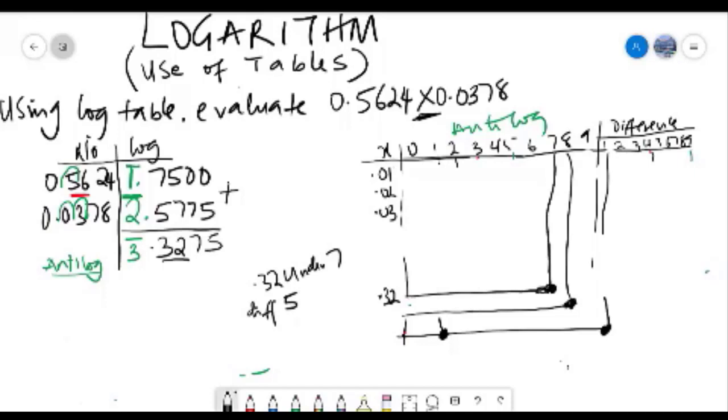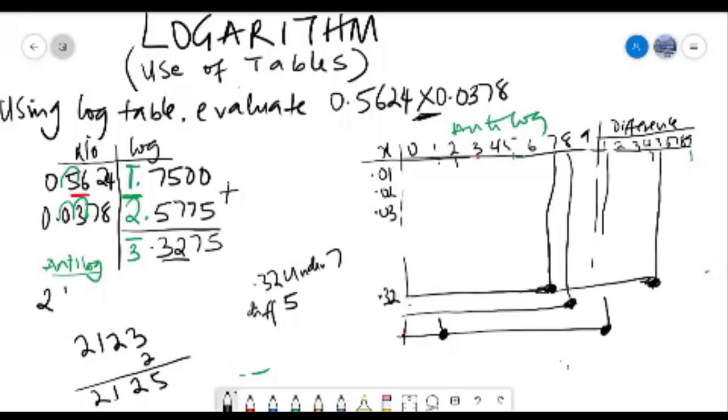So this value here, difference 5 is somewhere around here. So 0.32 under 7 for antilogarithm would give you 2123. Was that what you got? 2123. And remember that there is the part of difference 5. 0.32 under 7, 2123. Difference 5 would give you 2. So we add up these two here. We have 2125. So writing it out, we have 2125.